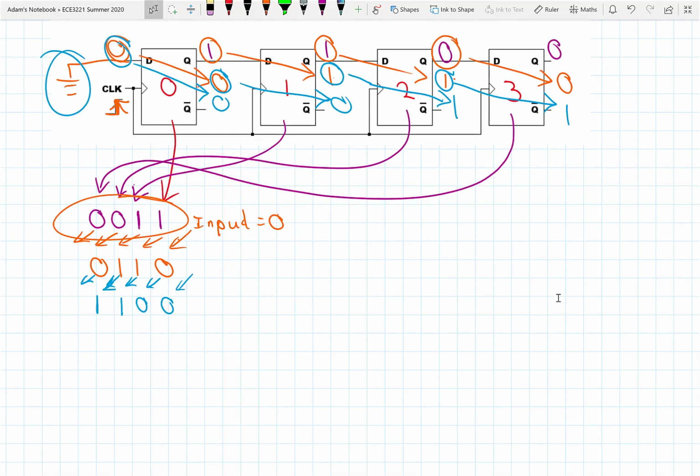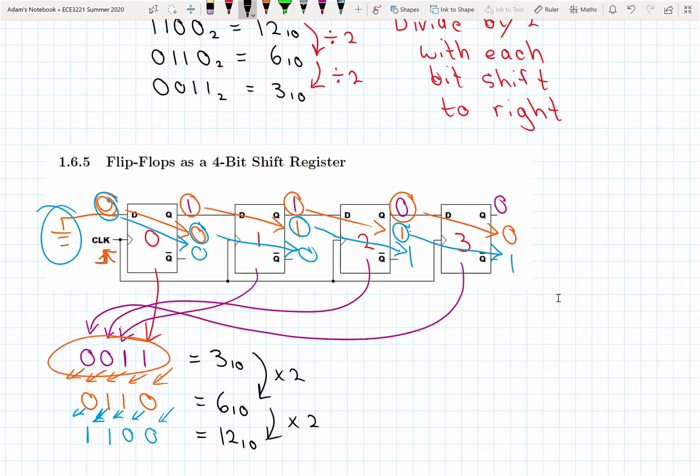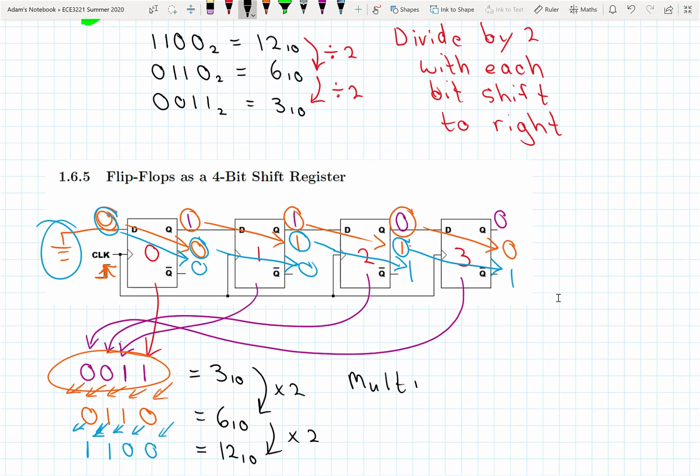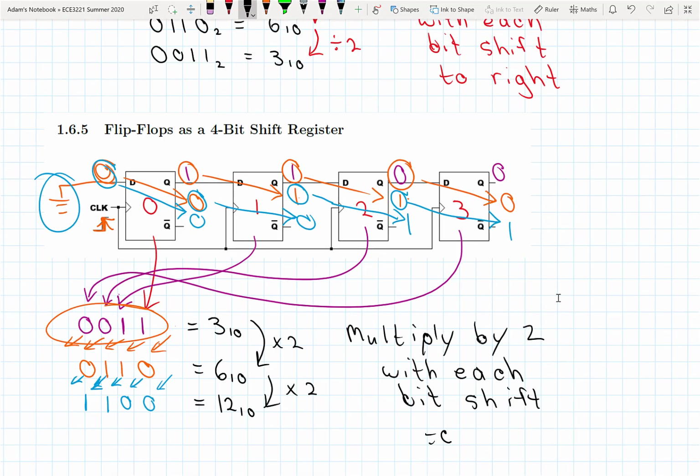Okay, so looking at these values here, let me just take this out of here, and equating them to their decimal value, we started with a value of 3 in base 10. One shift to the left, we had a value of 6, and another shift to the left, we had a value of 12. So what we are seeing here is that we multiply by 2 with each bit shift to the left.